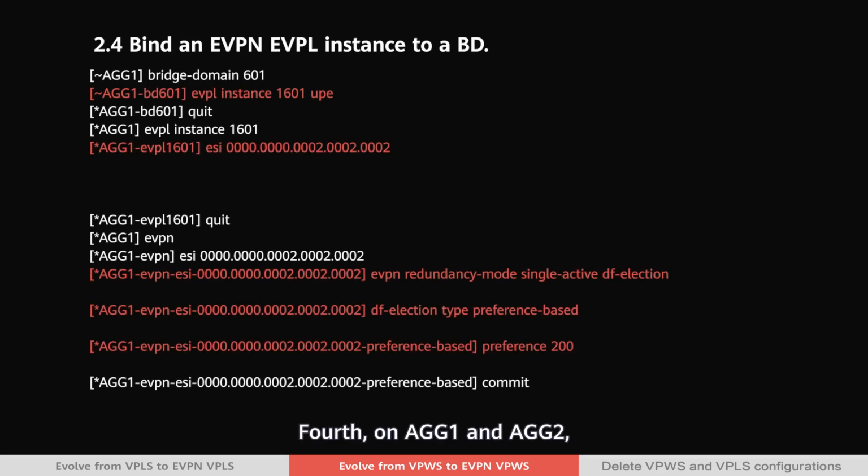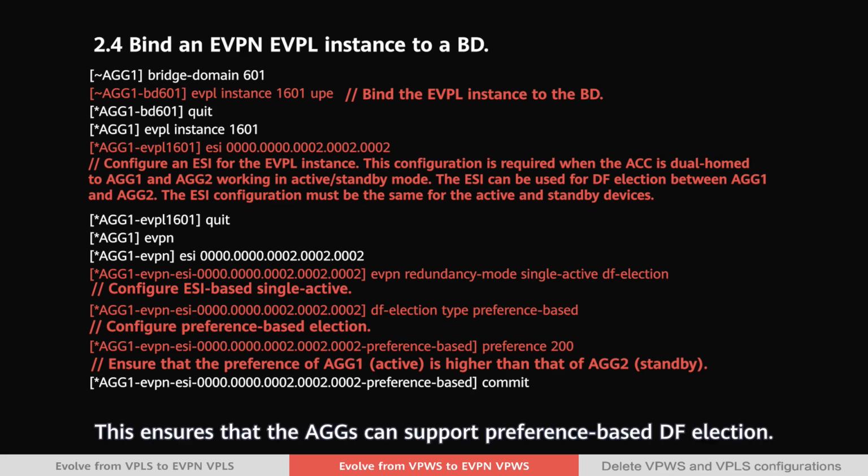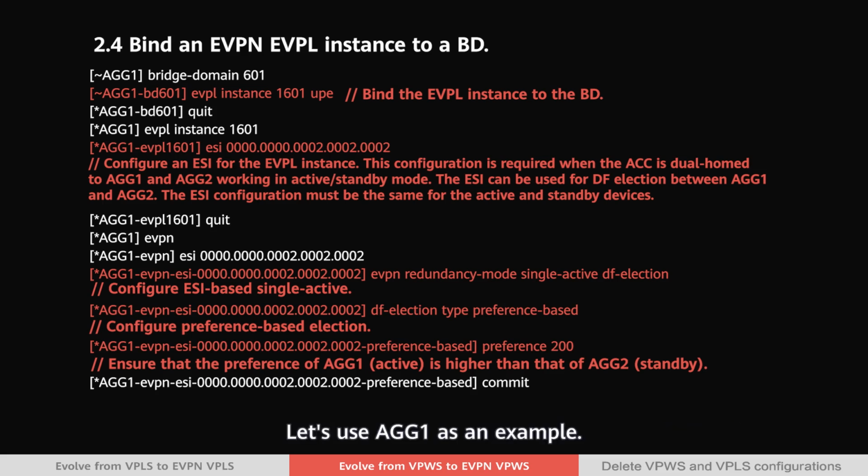Fourth, on AGG1 and AGG2, bind the EVPN EVPL instance to the BD, configure an ESI for the EVPL instance, and configure ESI-based single-active. This ensures that the AGGs can support preference-based DF election. Let's use AGG1 as an example.